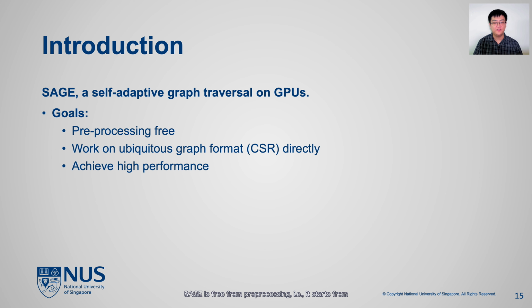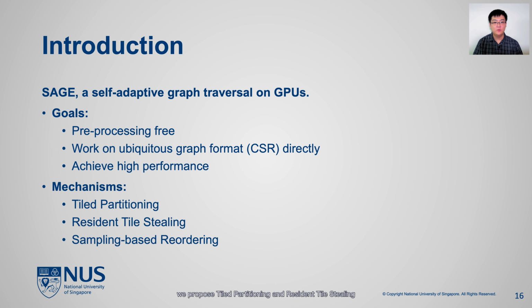SAGE is free from preprocessing. That is, it starts from the ubiquitous compressed sparse row, that is CSR, as an initial representation. In other words, after loading the graph data in the CSR format on GPUs, SAGE can immediately respond to queries without any launching latency. To achieve this goal, we propose tiled partitioning and resident tile stealing to fully exploit the computing power of GPUs in a runtime and self-adaptive manner. We also propose sampling-based reordering to further optimize the memory efficiency of SAGE through a lightweight and effective node-reordering technique on the fly.